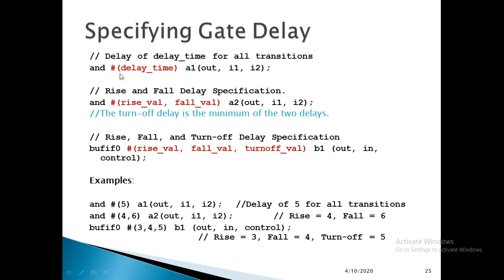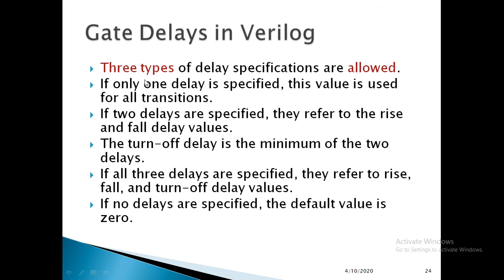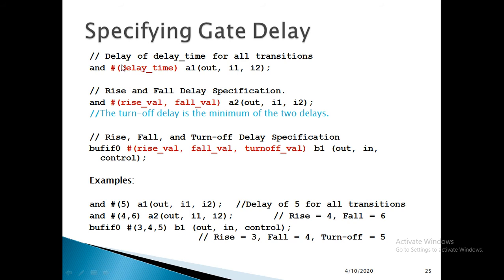Now these are some examples. Here you see the AND keyword, after that the hash sign is used for delay, and the delay time will be defined. Here only one delay is used for all 3 types: rise, fall and turn off. This delay time will be for all 3 delays.